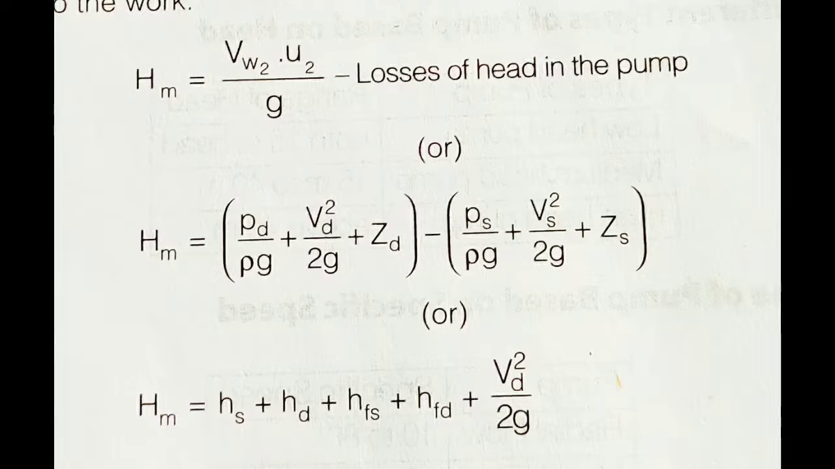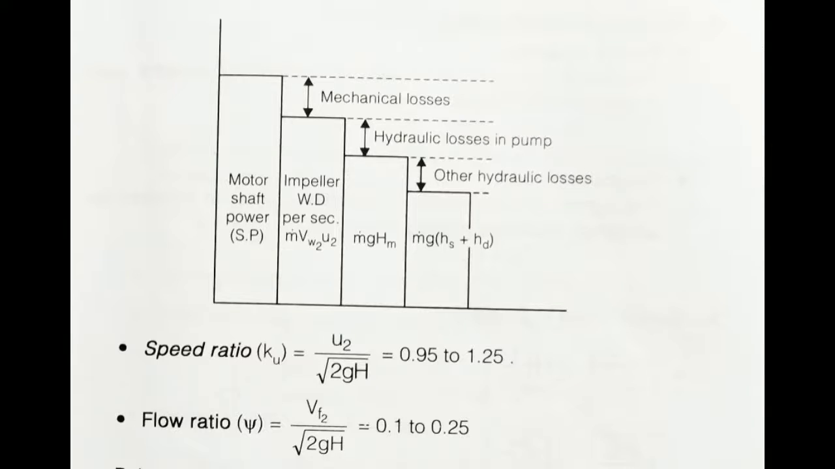And then speed ratio. Before that, you see this diagram. Mechanical losses, hydraulic losses, and other losses are mentioned here. Speed ratio Ku, what is that? U2 by root 2gH. Next is flow ratio psi, that is Vf2 by root 2gH.